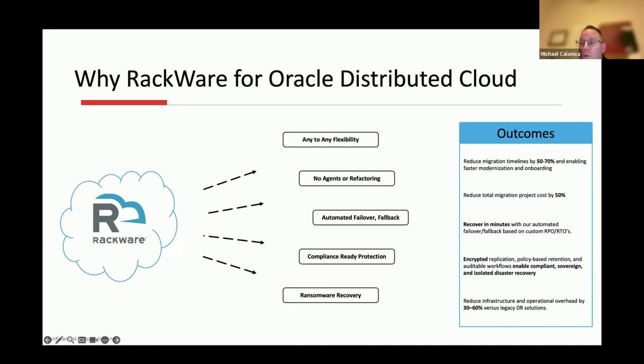You can recover in minutes with the automated failover and fallback based off of custom RPO and RTOs that you set that meet your requirements, either from a business SLA standpoint or from a specific performance standpoint. And then, of course, with RackWare, it's that encrypted replication, that policy-based retention, the auditable workflows that we talked about for sovereign and isolated DR use cases. And ultimately, it can reduce the infrastructure and operational overhead by 30 to 60% versus legacy DR solutions.